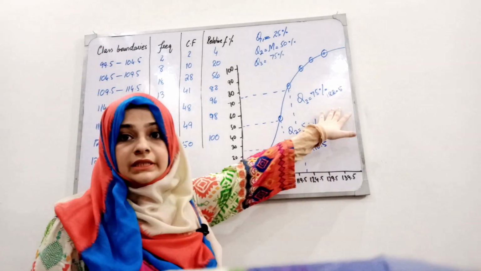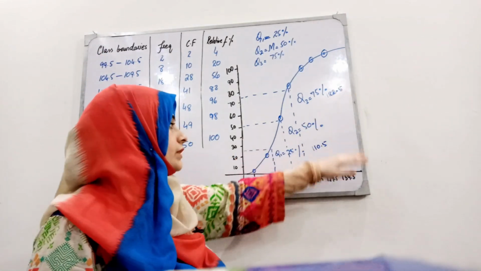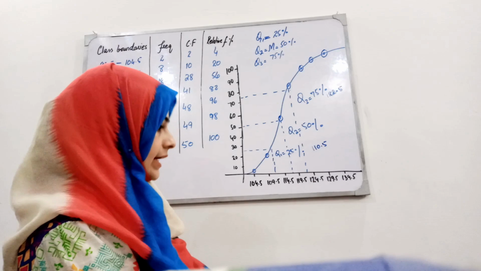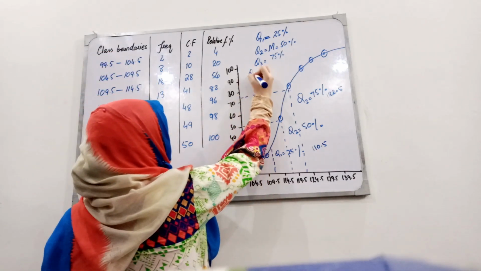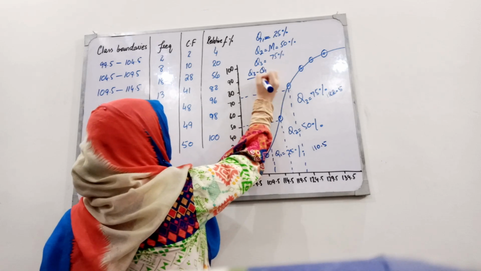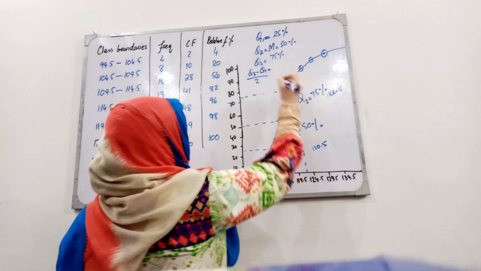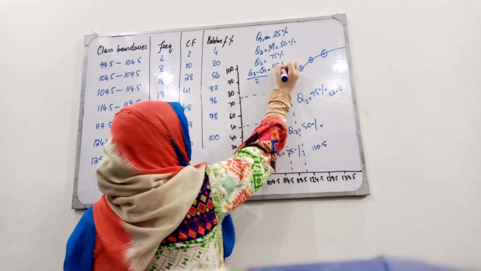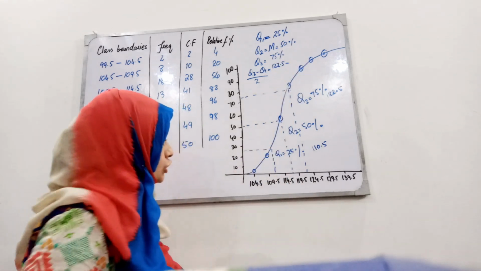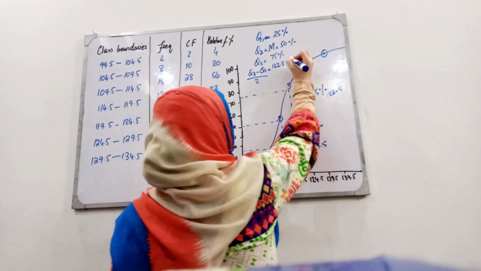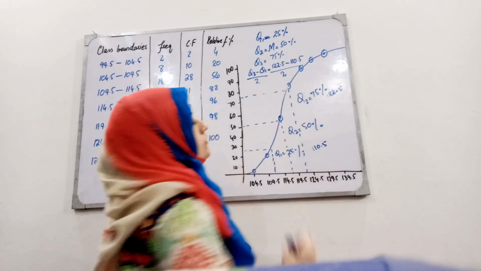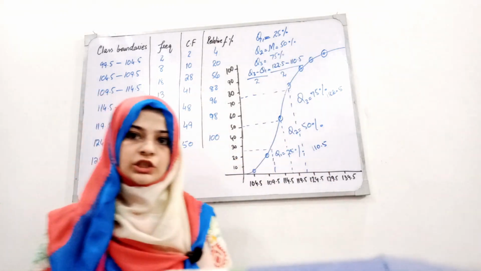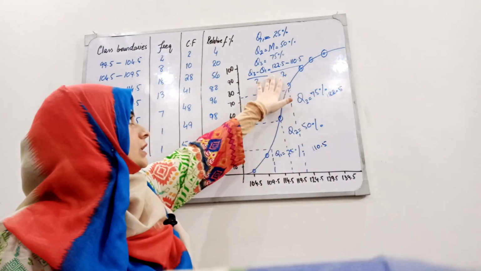So Q3 we will take 122.5. Now we will take the difference of that and divide it by 2: Q3 minus Q1 divided by 2. So Q3 is 122.5 minus Q1 is 110.5, divided by 2. So we will get the quartile deviation with the help of the formula.